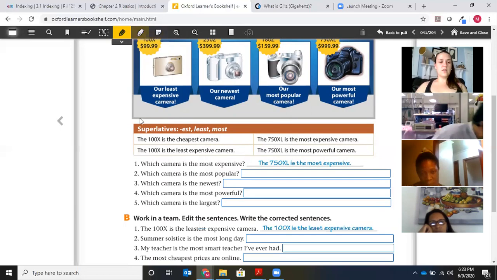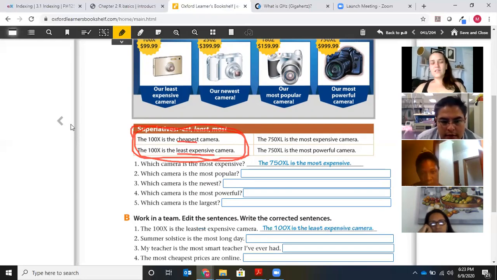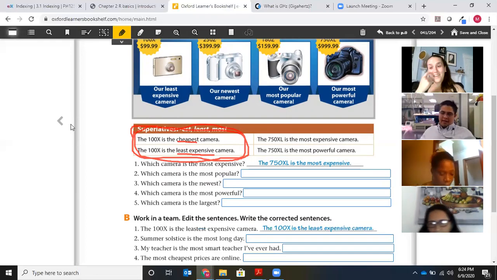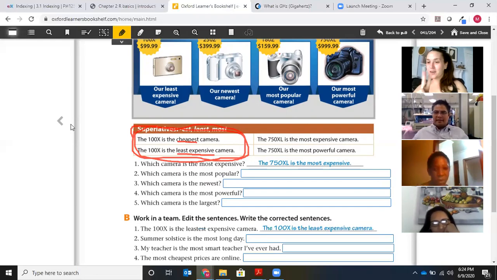So let's look specifically at right here, especially these words, cheapest and least expensive. What is cheap and expensive? Are they the same or opposites? They are the same. It's cheapest and least expensive. Cheap and expensive are different words, but when you add in least expensive versus cheapest, it's the same. Does that make sense?